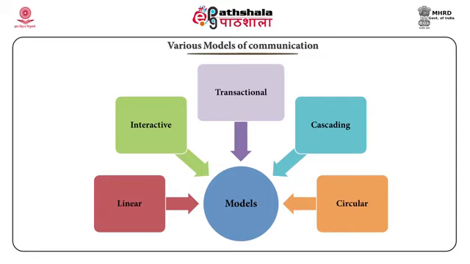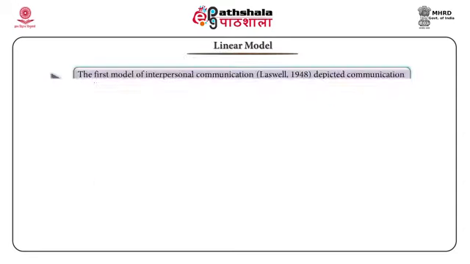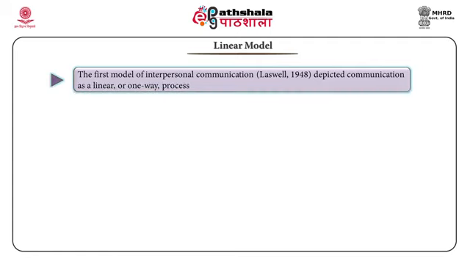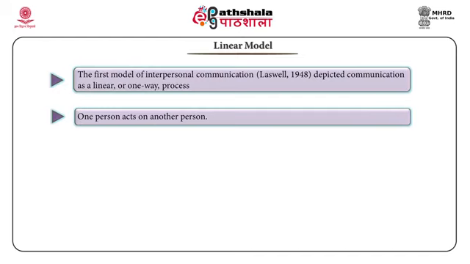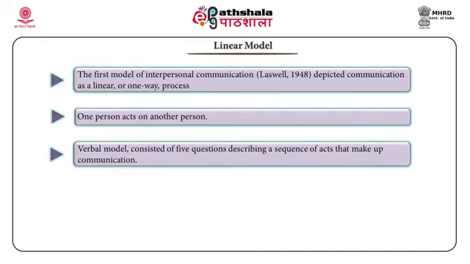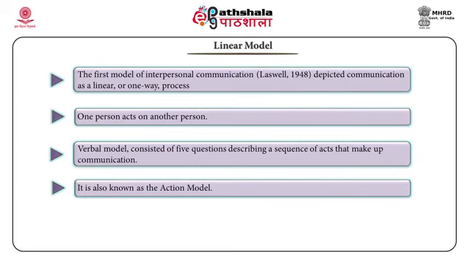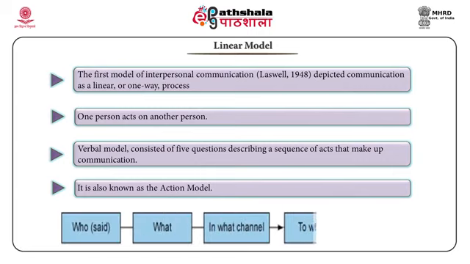Our first model of interpersonal communication is the linear model. It was given to us by Lasswell in 1948. As the name suggests, this model depicts communication as a linear or one-way process in which one person acts on another person. This was a verbal model that consisted of 5 questions describing a sequence of acts that make up communication. It is also known as the action model. Here you can see there are 5 questions. The flowchart clearly shows the questions: who said, what was being said, what channel was being used to transfer the information, to whom was the information transferred, and what was the effect of the information.